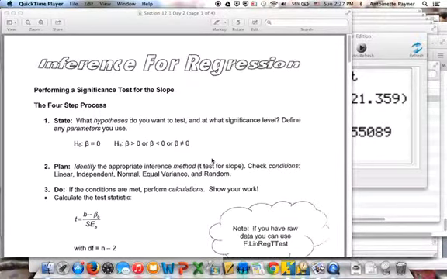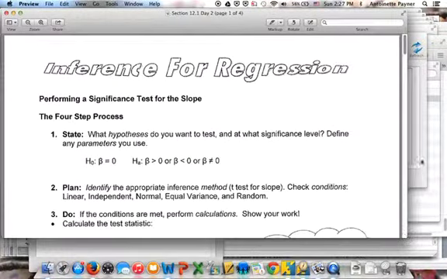Alright, this is a continuation of the confidence intervals. This is just doing tests for slopes. So we still have a four-step process here. We're just testing the slope now. So your null hypothesis will be beta is equal to 0. This is the easiest scenario.